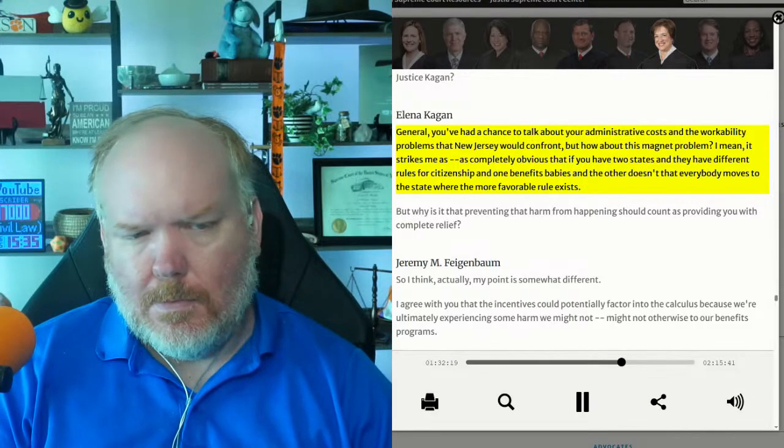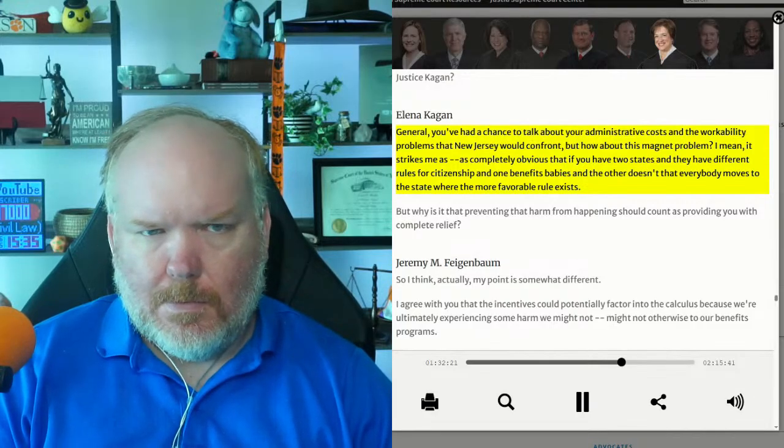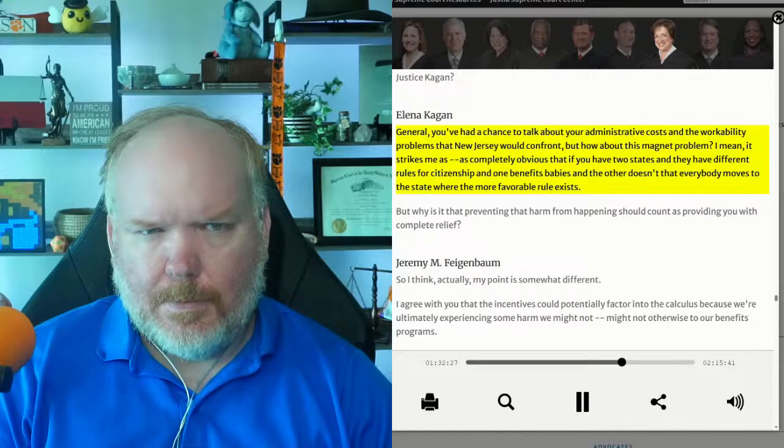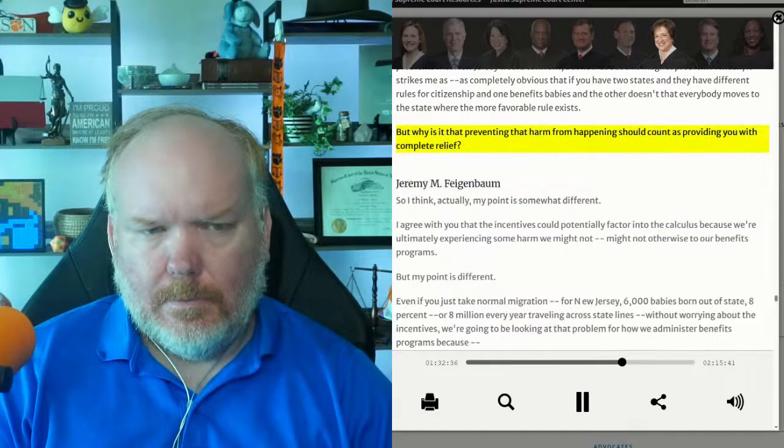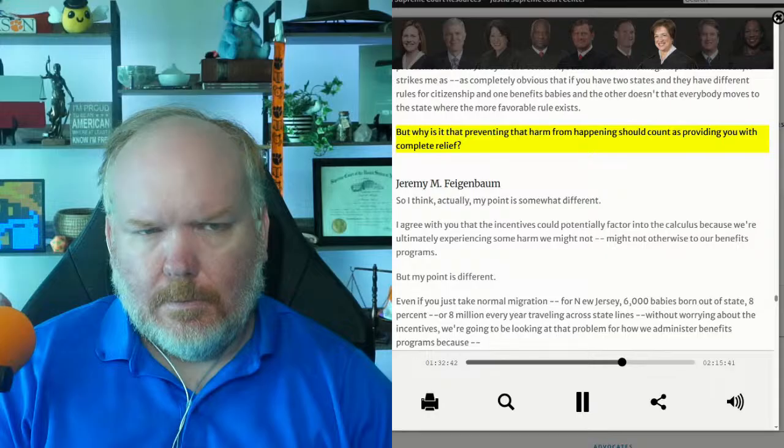Justice Kagan? General, you've had a chance to talk about your administrative costs and the workability problems that New Jersey would confront. But how about this magnet problem? I mean, it strikes me as completely obvious that if you have two states and they have different rules for citizenship and one benefits babies and the other doesn't, that everybody moves to the state where the more favorable rule exists. But why is it that preventing that harm from happening should count as providing you with complete relief?